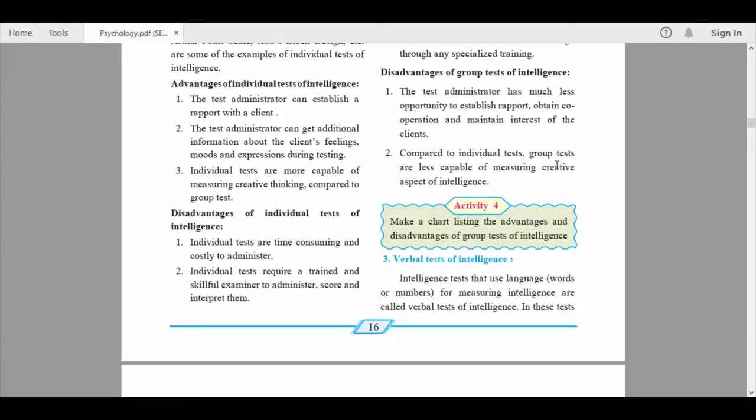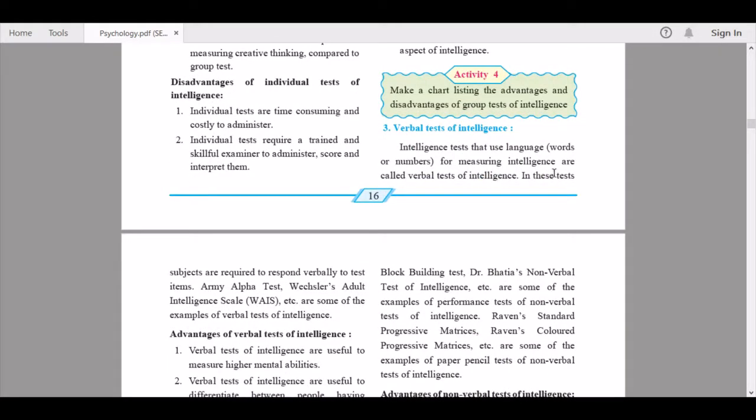Then we continue to Unit 2.4's pointer number 3, verbal tests of intelligence. Intelligence tests that use language, words or numbers for measuring intelligence are called verbal tests of intelligence. In these tests, subjects are required to respond verbally to test items. Army Alpha Test, Wechsler's Adult Intelligence Scale, WAIS, etc. are some of the examples of verbal tests of intelligence.